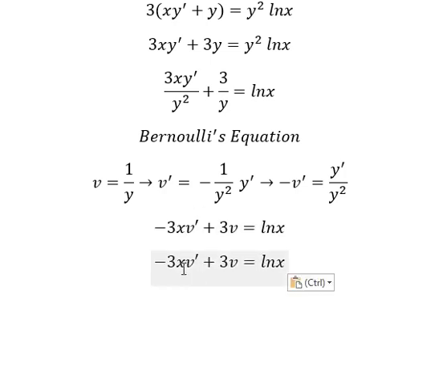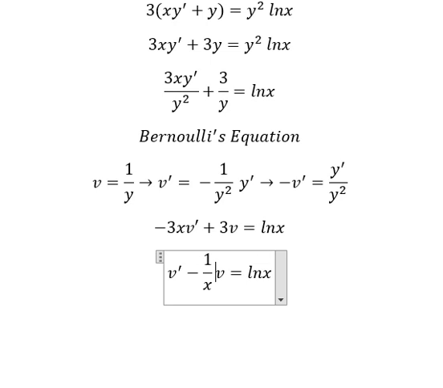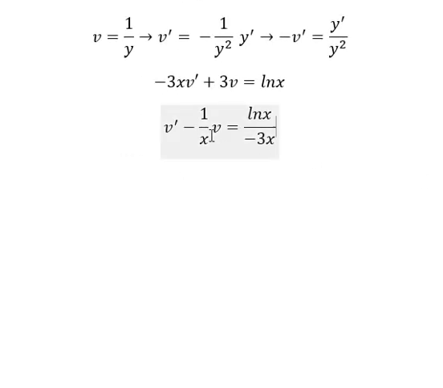Next, we divide both sides by negative 3s. Next, we have v and first derivative of v. This is a linear differential equation.